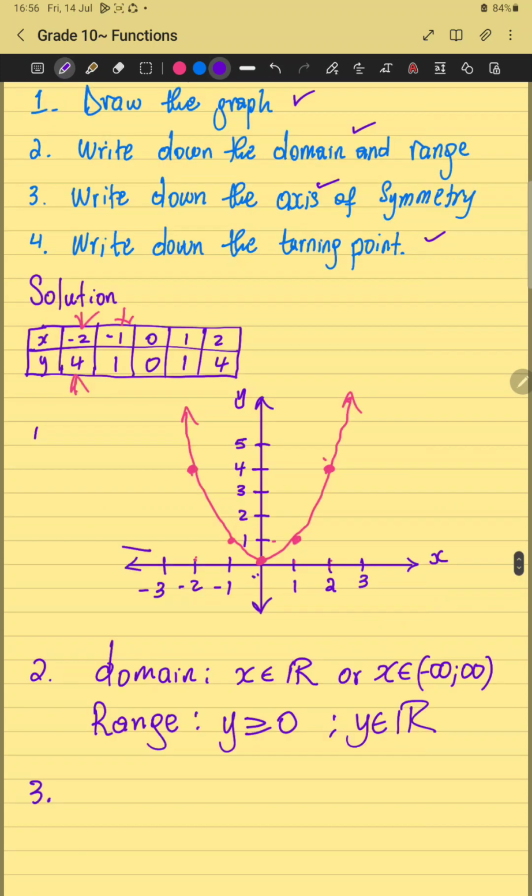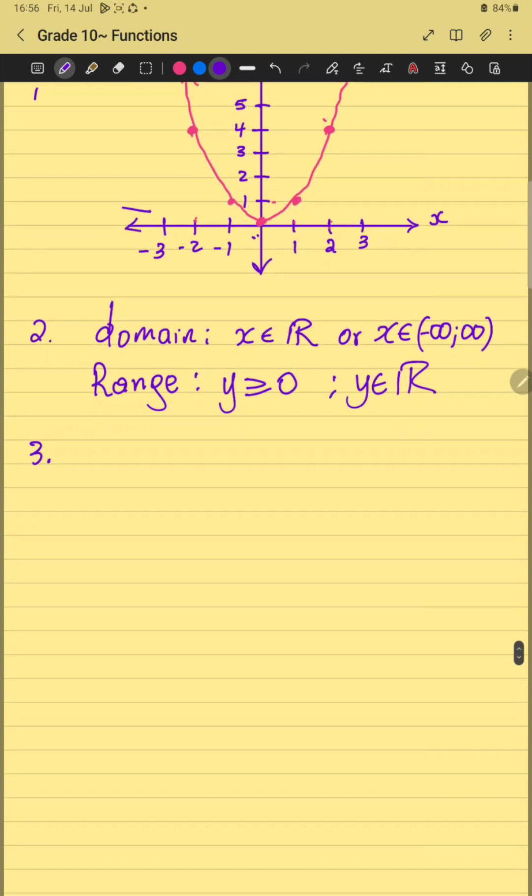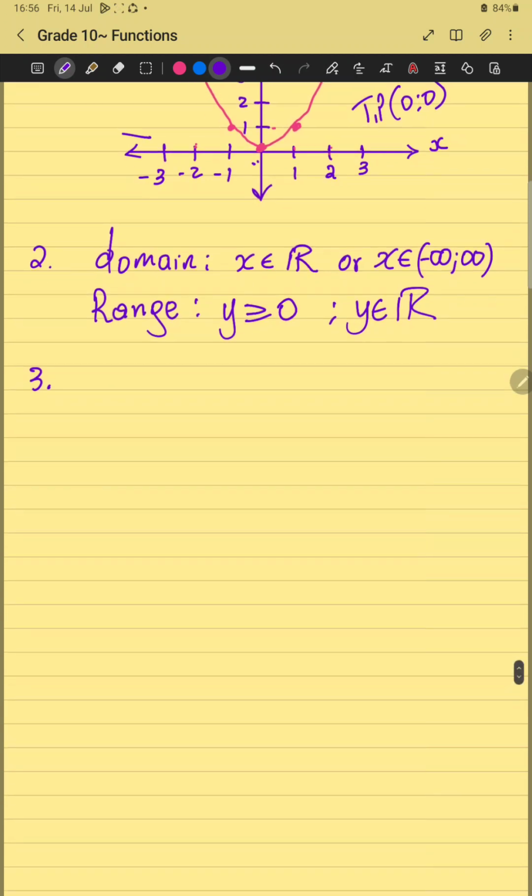Okay, now let's go to number 3. We write down the axis of symmetry. The axis of symmetry, guys, is the x value of the turning point. If you check the x value of the turning point, it is 0. So the axis of symmetry is going to be just 0. It's always like that.